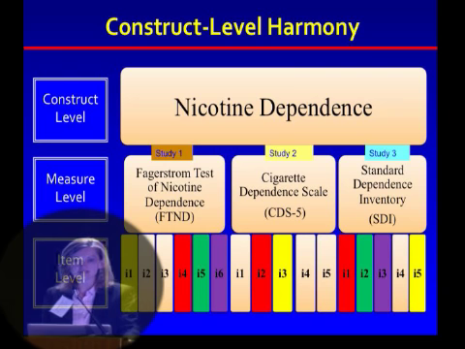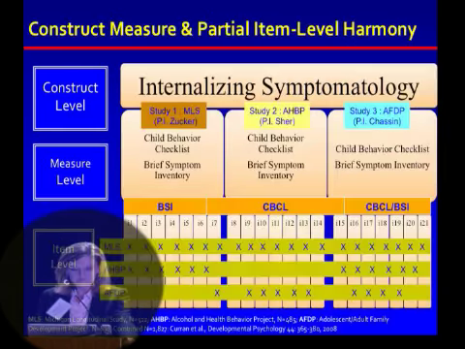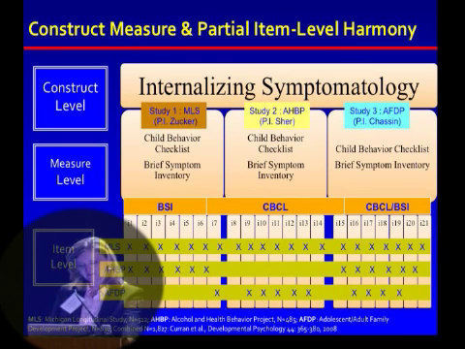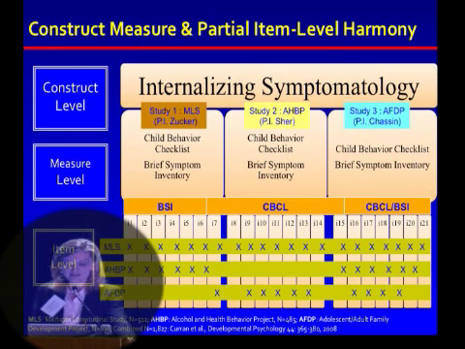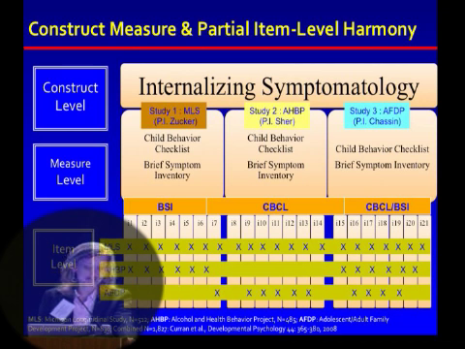However, when you drill down to the item level, you find that there is much overlap and commonality among items, so that item 1 of the FTND, item 3 of the CDS-5, and item 5 of the SDI are almost identical. And there are ways to look at pooling that data. And the same can be said for other items, and that's what the color coding is intended to represent. However, it can get even messier than that, where there is construct measure and partial item level harmony.